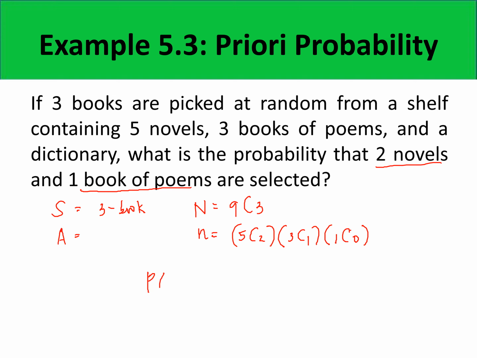So therefore, the probability of the event A is small n over capital N, which is 5 combination 2 times 3 combination 1 times 1 combination 0 over 9 combination 3. You can just use your calculators to determine the exact answer.